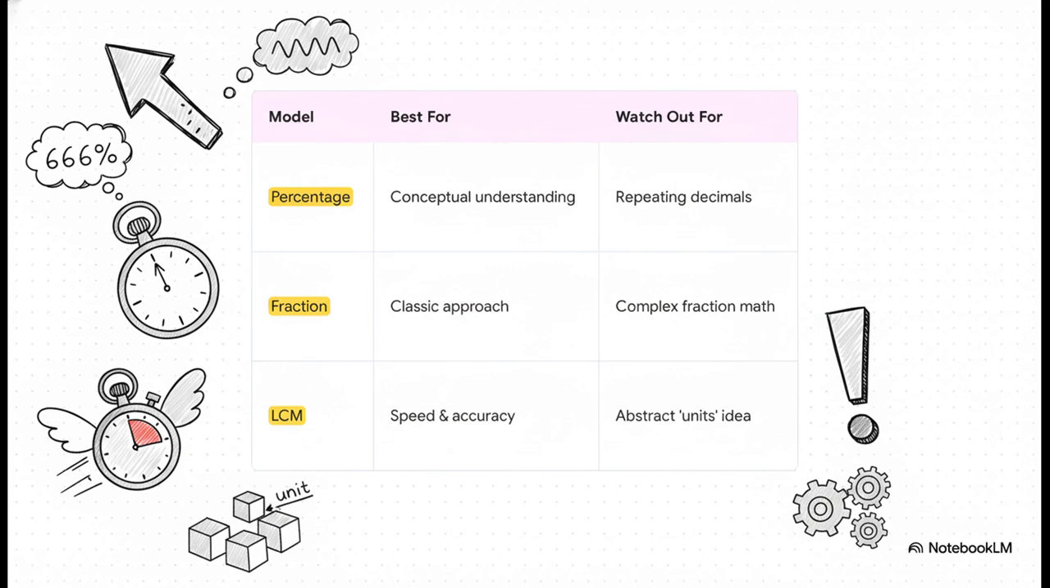The percentage model is fantastic for just getting the concept, but it can get messy with those repeating decimals. The fraction model is the classic, old reliable method, but sometimes the math can slow you down. The LCM model, that's the superstar for speed, especially in a timed exam, as long as you can get your head around that abstract idea of work units. Knowing all three just makes you incredibly flexible.